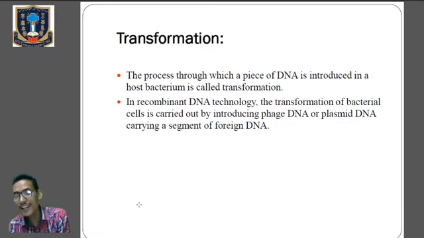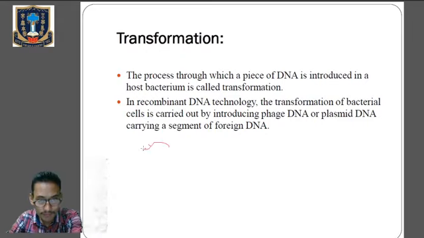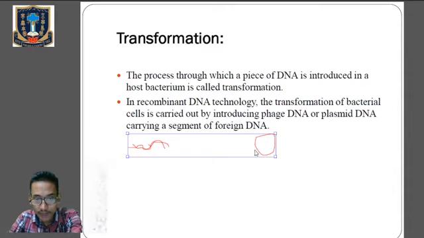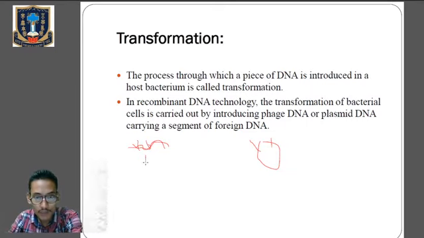Okay, so in recombinant DNA technology, the transformation of a bacterial cell is carried out by introducing phage DNA or plasmid DNA carrying a segment of foreign DNA. For example, you can just see over here. This is the foreign DNA. This is the vector DNA, right? So what do we do? We will make a cut in the vector DNA. We will make a cut in the foreign DNA. So this will be the segment of DNA, and this will be the vector DNA with a cut over here. Now what are we doing?